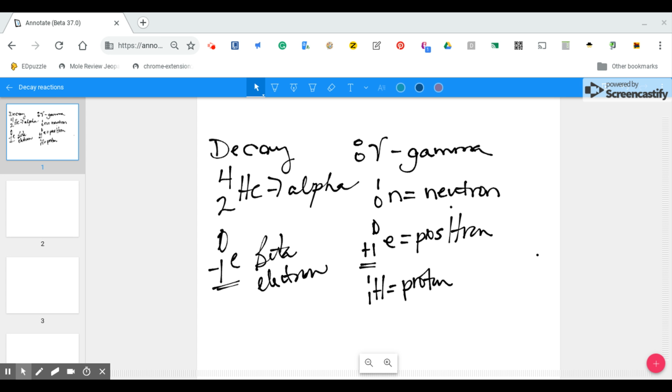Okay, so what we've been talking about is the different types of nuclear decay. And so I've written out all the different kinds of decay that we've talked about. There's alpha, beta, and remember, beta and electron are the same thing. Gamma is not going to change anything. You've got a neutron, a positron, and then you've got a proton.